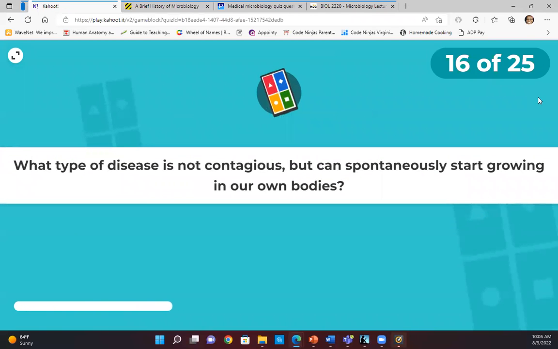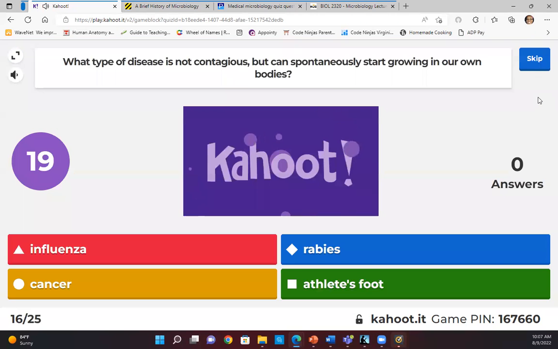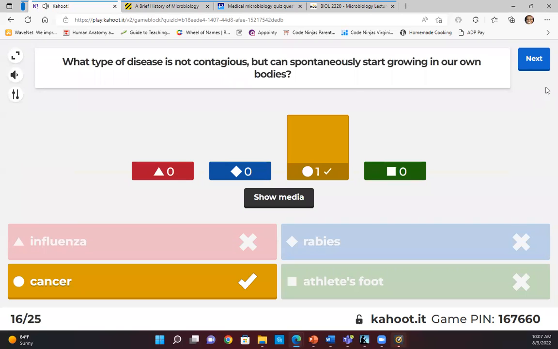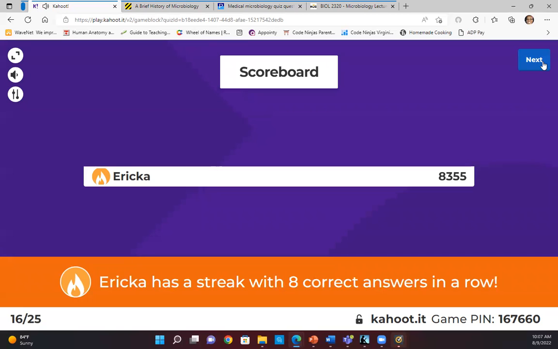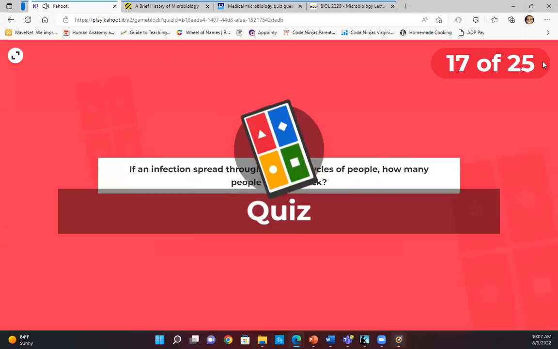Question 16. What type of disease is not contagious but can spontaneously start growing in our bodies? Okay, influenza, rabies, cancer, or athlete's foot. It is not contagious. Yes, and it is cancer, and it can just spontaneously start growing in our bodies. Okay, very good.